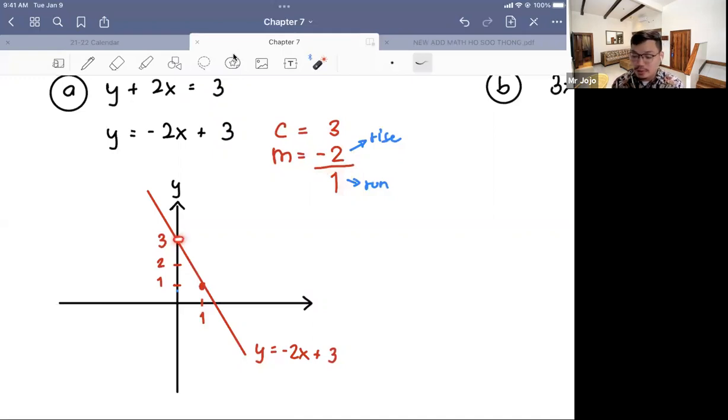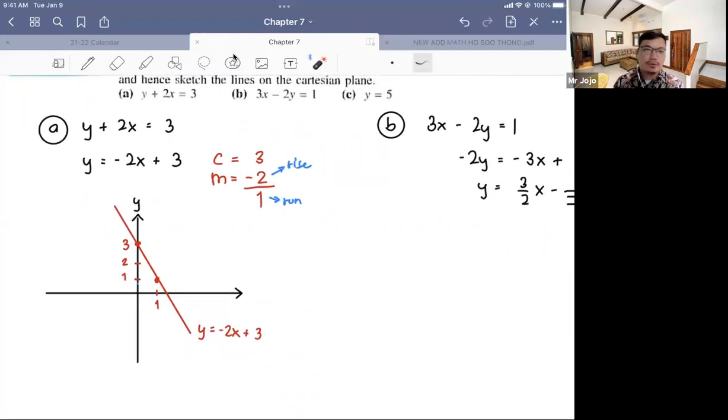From your y-intercept, you count 2 steps going down. 1, 2, right? And then your denominator is positive 1, so we go 1 step to the right. That's why we are now here. That's why your second point is over here. And then connect them, you have your line. Simple as that. So any question, guys, for letter A?